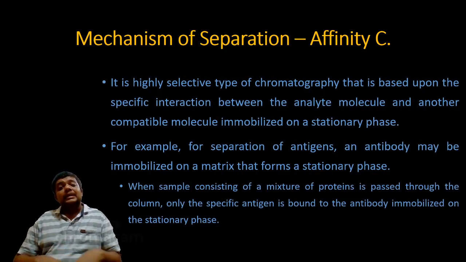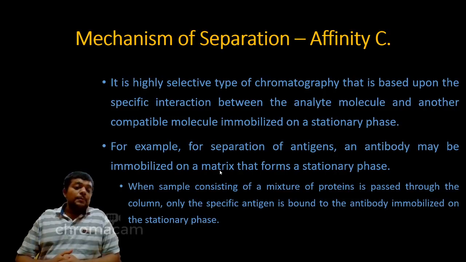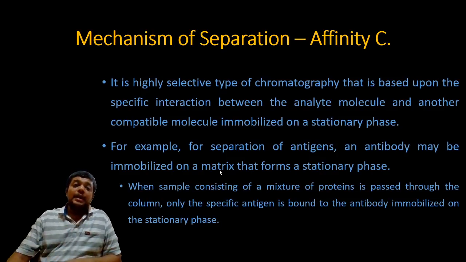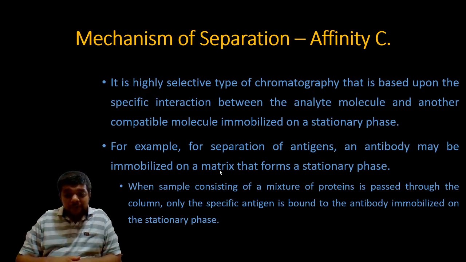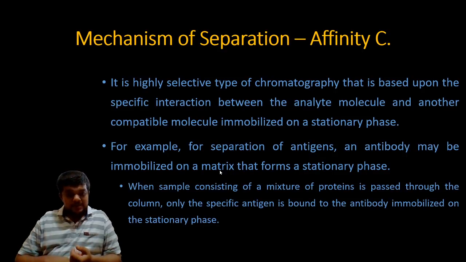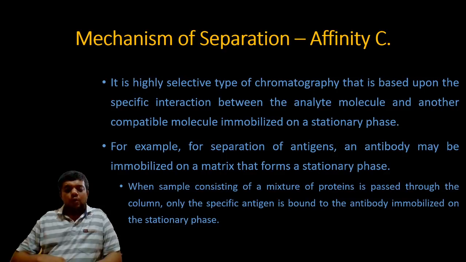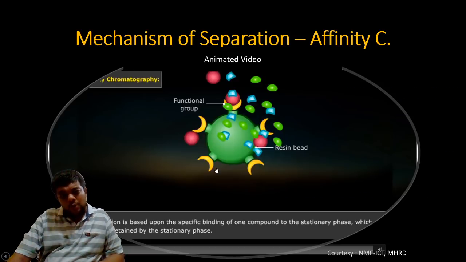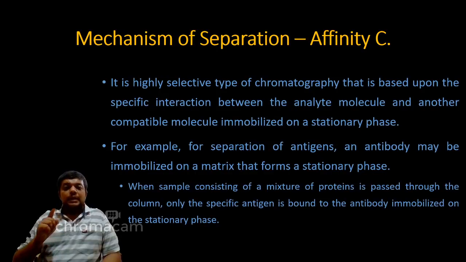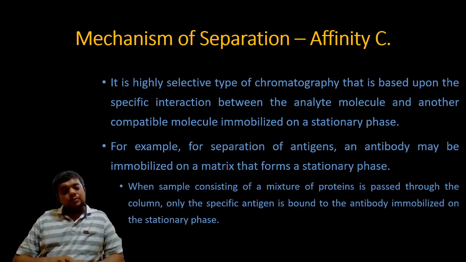Now, it is a highly selective type of chromatography that is based upon specific interaction between the analyte molecules and another compatible molecule immobilized on the stationary phase. Read it carefully. It is a highly selective type of chromatography that is based upon specific interactions between the analyte molecule and another compatible molecule immobilized on the stationary phase. So, over here, if I go back a little, the yellow pockets are the immobilized stationary molecules that are present, and the analyte molecules are those green color, blue color and pink color samples.